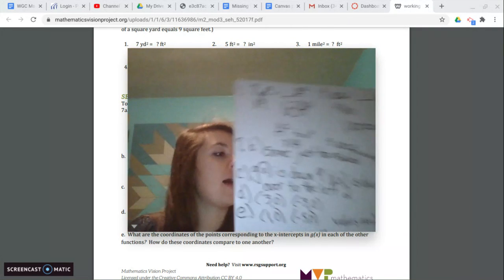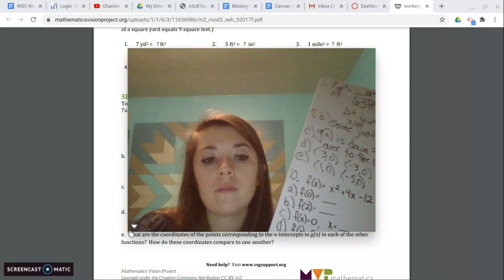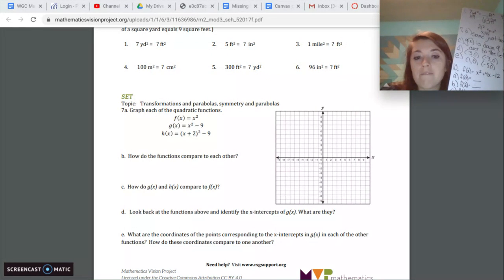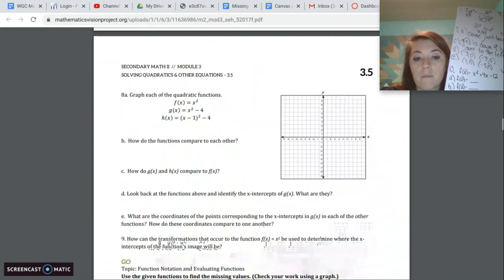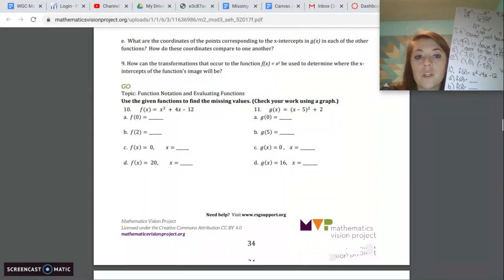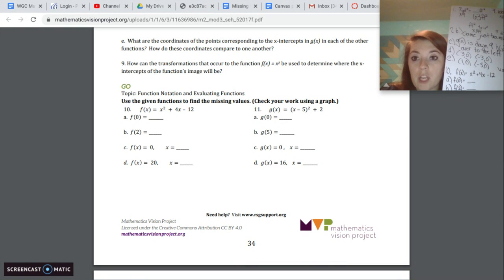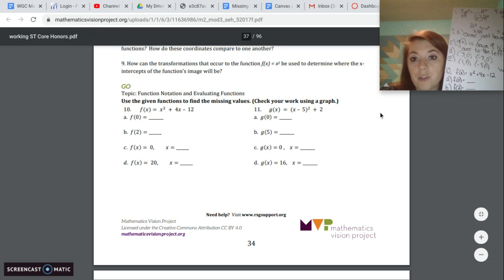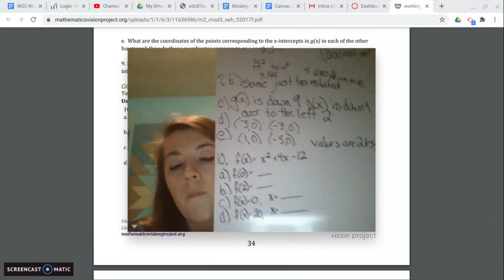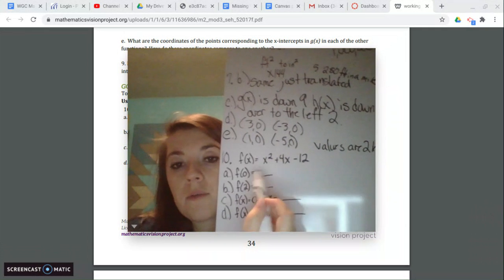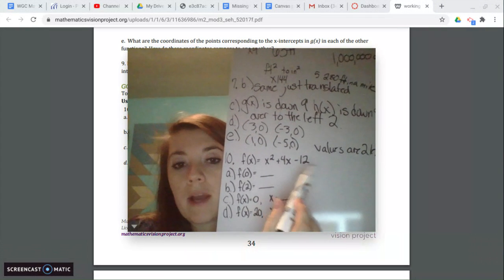All right, the next section. We are looking at function notation and evaluating functions. Use the given functions to find the missing values. And if you want, you could check your work using a graph. You do not have to, but you could. All right, so for number 10, we have f of x equals x squared plus 4x minus 12.